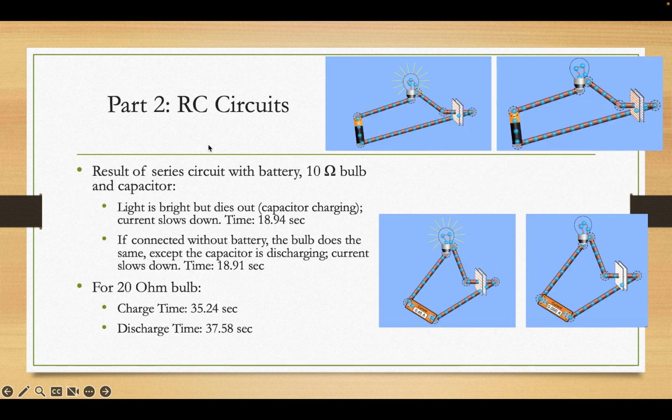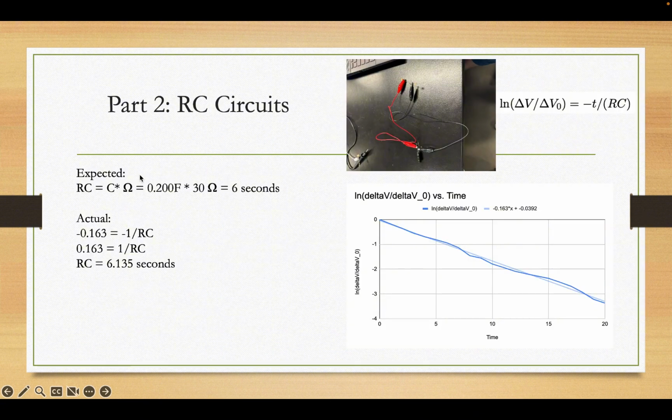We got these values for our resistances. For part 2, we had to get a battery, a 10 ohm bulb, and a capacitor, and we checked how charging and discharging works and recorded the time. With the 10 ohm bulb, it was 18.94 seconds to charge and 18.91 to discharge. For a 20 ohm bulb, it was 35.24 seconds to charge and 37.58 seconds to discharge. Using this equation, we found the potential difference at certain points and divided by the original potential value. And using this equation, we were able to find this RC value.